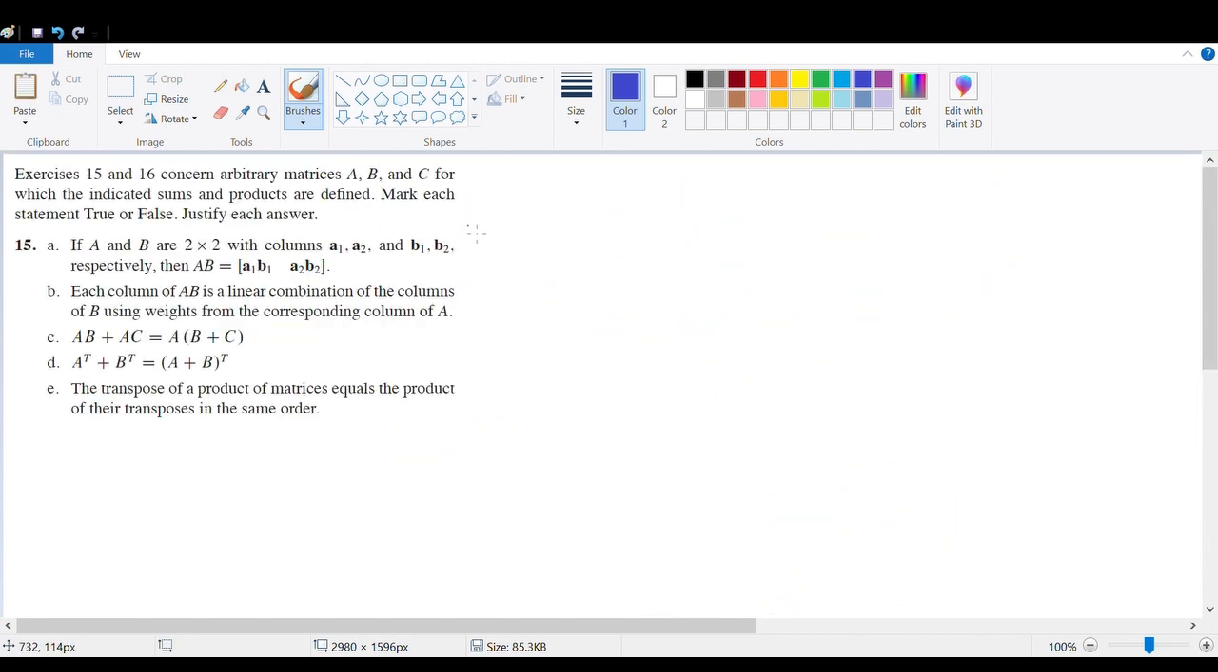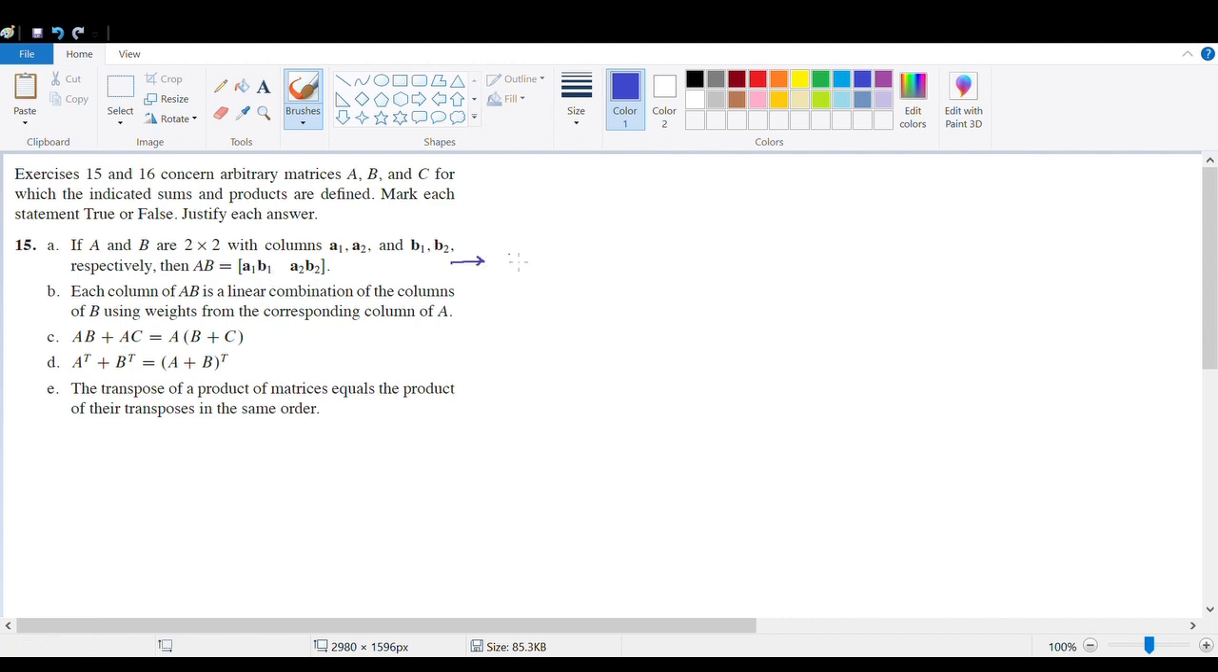In exercise 15, consider arbitrary matrices A, B, and C for which the indicated sums and products are defined. Mark each statement true or false. Justify each answer. So 15A: if A and B are 2 by 2 with columns A1, A2, and B1, B2, respectively, then AB is equal to [A1B1, A2B2].